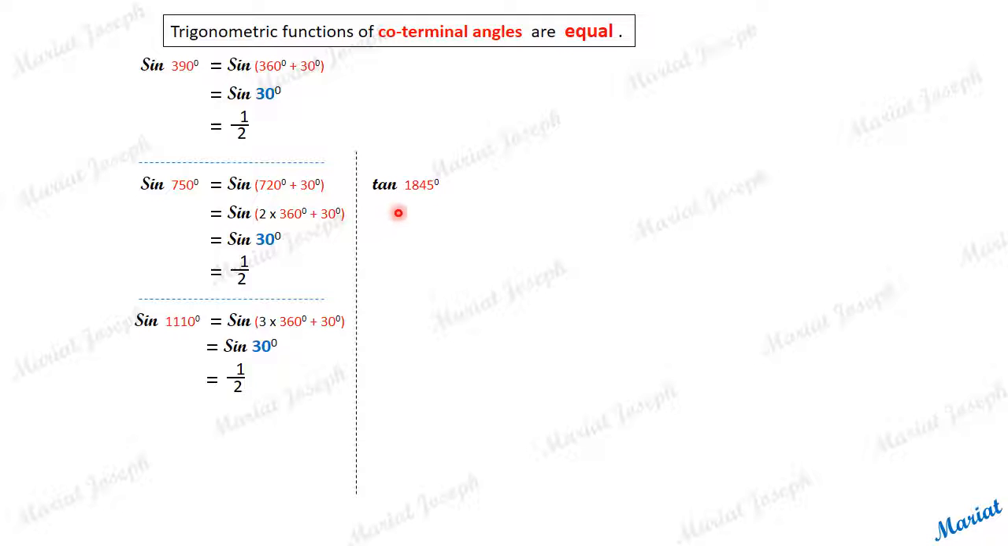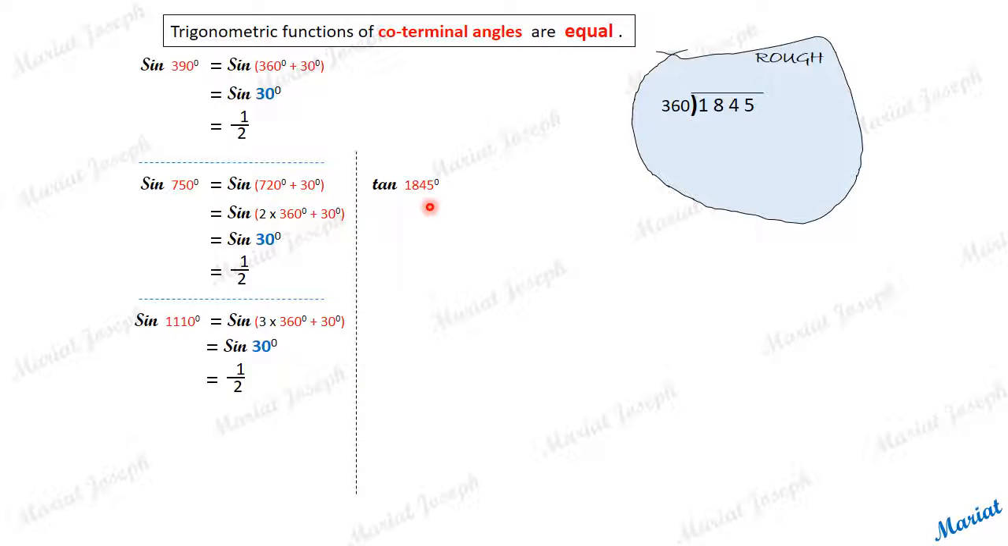Another example. Tan of 1845 degrees. To know what is 1845 degrees, let's go for the division. 1845 divided by 360 to see how many rotations are there in it. Simple division. Let me take 5. Multiplied, it is coming 1800. Balance, subtract and see it is 45. So we can say that 1845 is 5 times 360 plus 45.